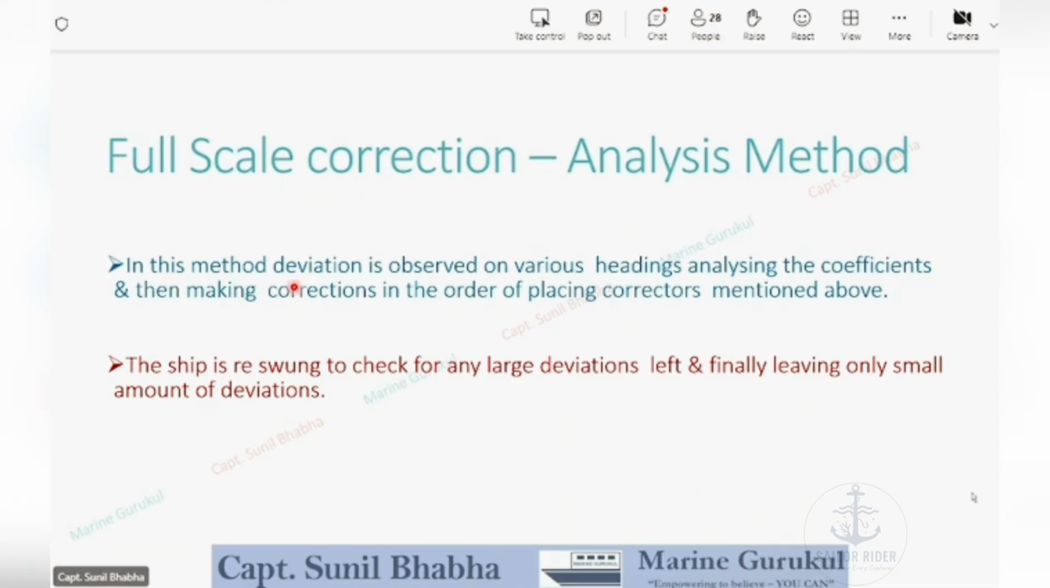So in this method, deviation is observed on various headings, analyzing the coefficients and then making the corrections in the order of placing correctors as we discussed in the previous slides. Once the correctors are placed, the ship is re-swung to check for any large deviations left, finally leaving only a small amount of deviation.